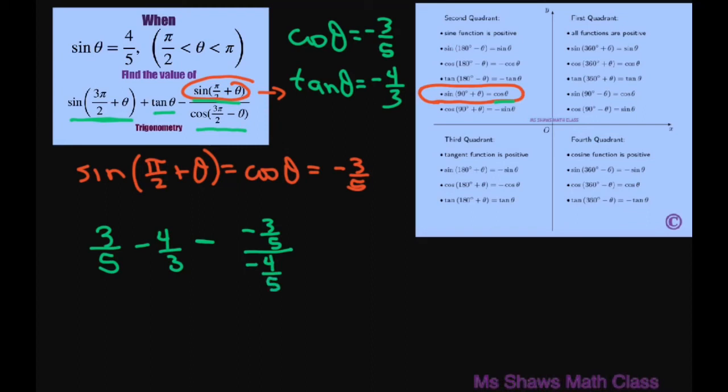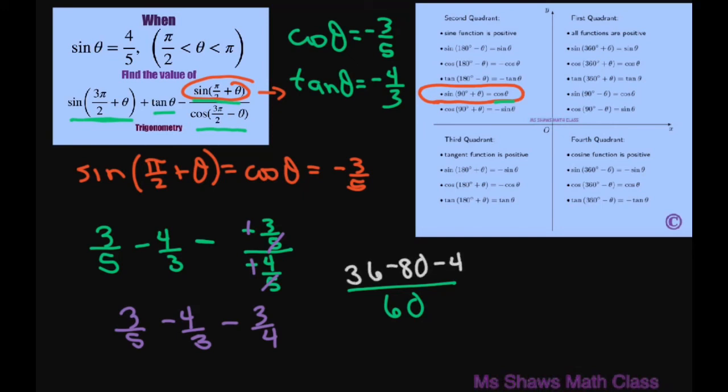All right, so let's see what we get. This is 3/5 minus 4/3, and you can change the minus negative to positive, so cancel this out, plus 3/4. The common denominator is 60, so you're going to get 36 minus 80 plus 45, and this is going to equal negative 89 divided by 60. And that is your final answer.